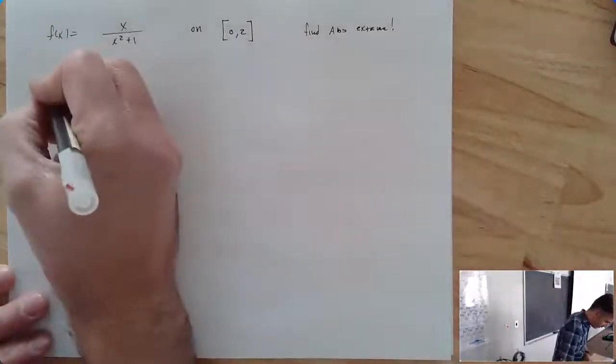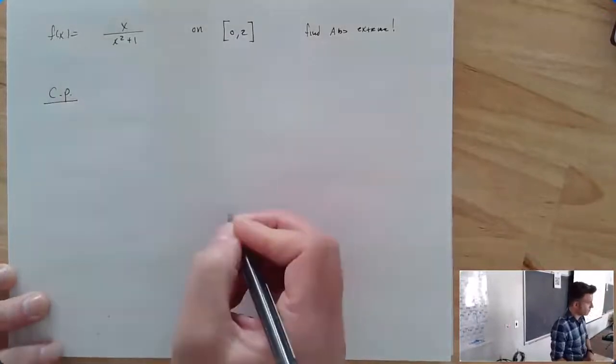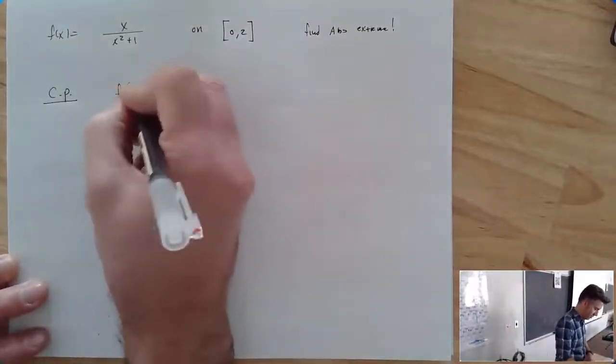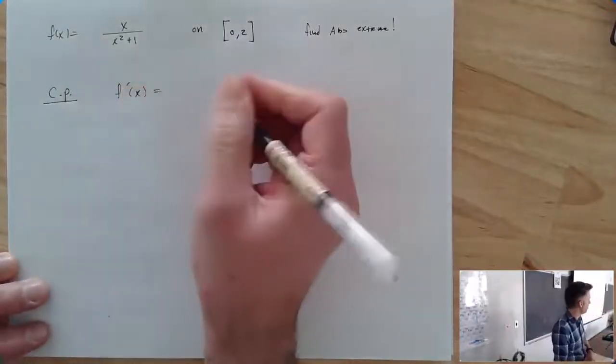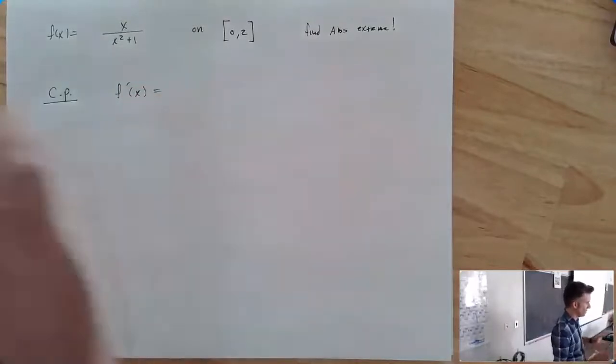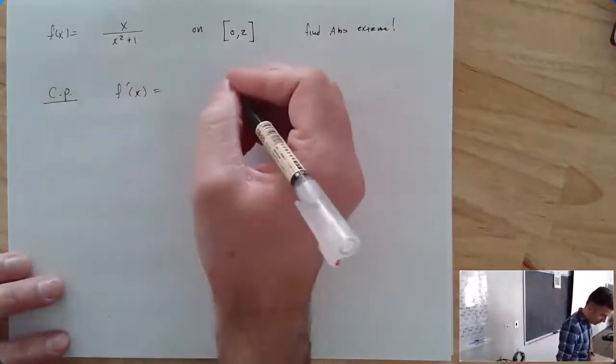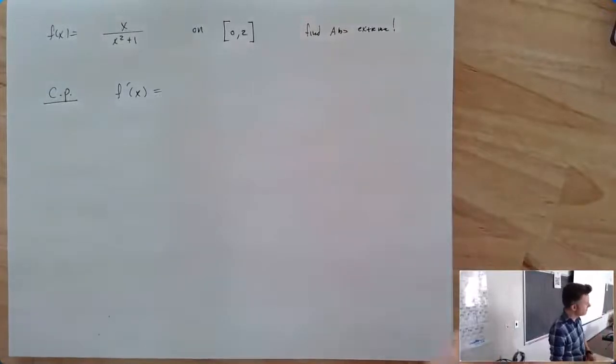So let's find the critical points. Oh, quotient rule. Quotient, yeah. Product, no, I was like, I'm saying the wrong thing. Which one are we using?